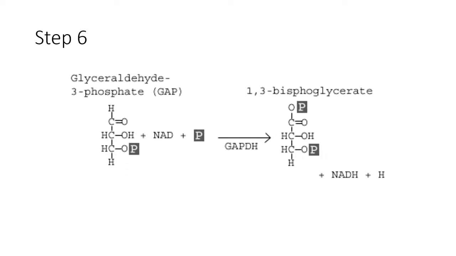In step 6, GAP is oxidized. Hydrogen atoms are removed and NAD+ is reduced to become NADH. An inorganic phosphate is attached to the substrate to produce glycerate 1,3-bisphosphate.